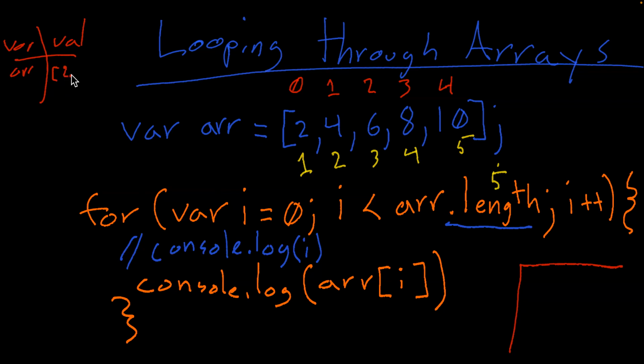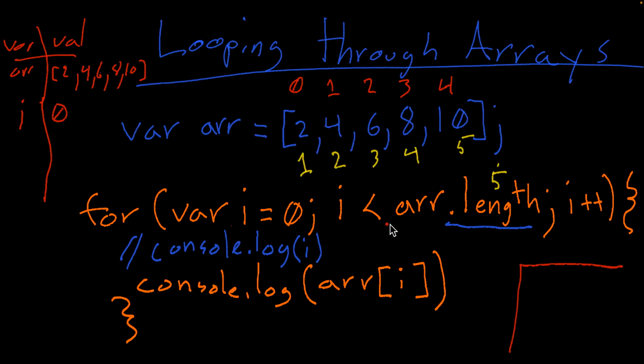That's going to have to be T-diagram 2, 4, 6, 8, 10. So that's our array. We make note of that. And then we go into this for loop. All right, we read for var I equals 0. Let's say I, and it's 0 to start with.